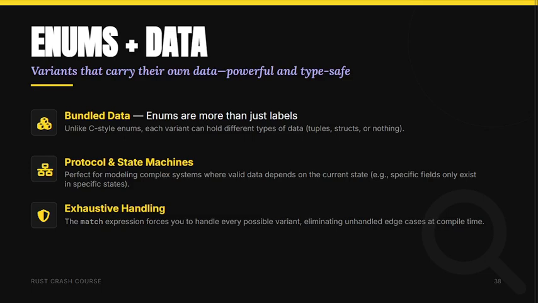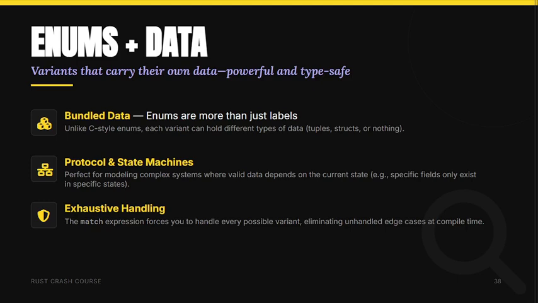Enums and data. Enums in Rust are fundamentally different from enums in most other languages. In C or Java, an enum is basically just a named integer. In Rust, enums are what's called algebraic data types. Each variant can carry its own data.